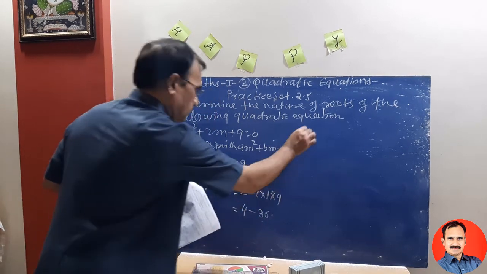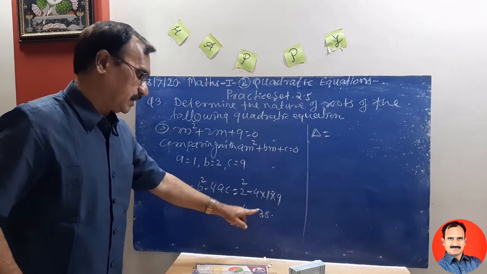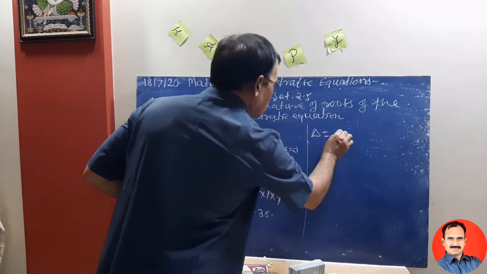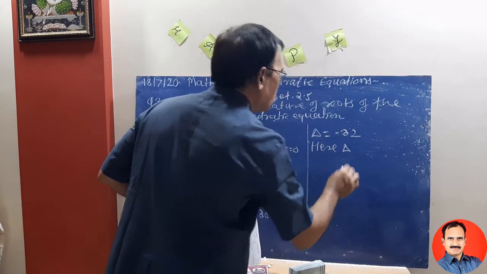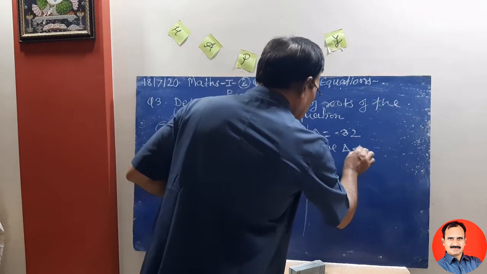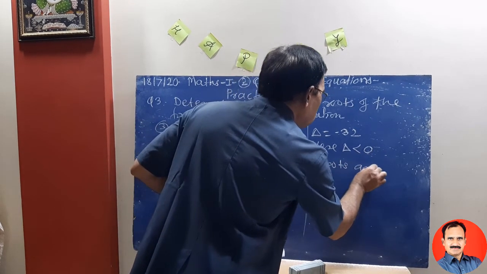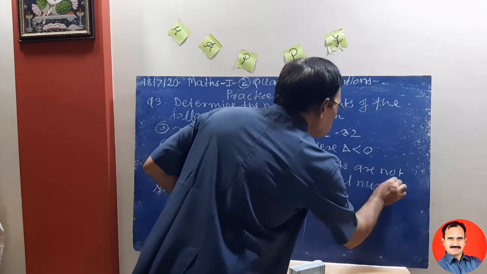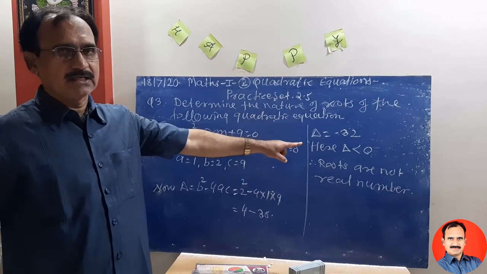Means delta is equal to, subtract the smaller number from the bigger number and give the sign of the bigger number, 36 minus 4 is 32. That means minus 32. Here delta is negative, means less than 0. Therefore roots are not real. Roots are not real if delta is less than 0.